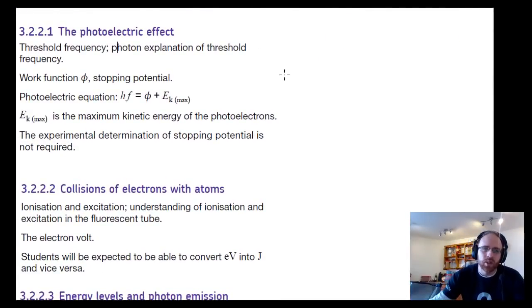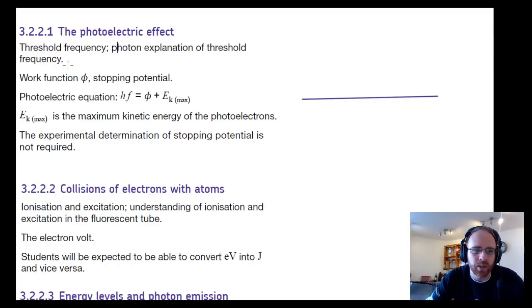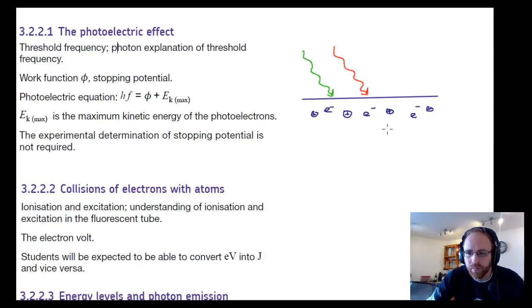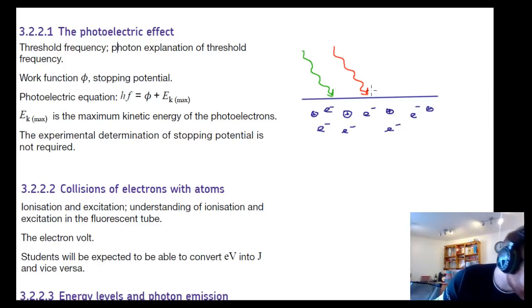Photoelectric effect. So, if we have photons, well, I can do different colours for this as well. So let's have a green photon and a red photon incident on the surface of a metal. And inside my metal, we've talked about, we've got these positive ions in a lattice, all held together by electrons. We have this sea of delocalized electrons.